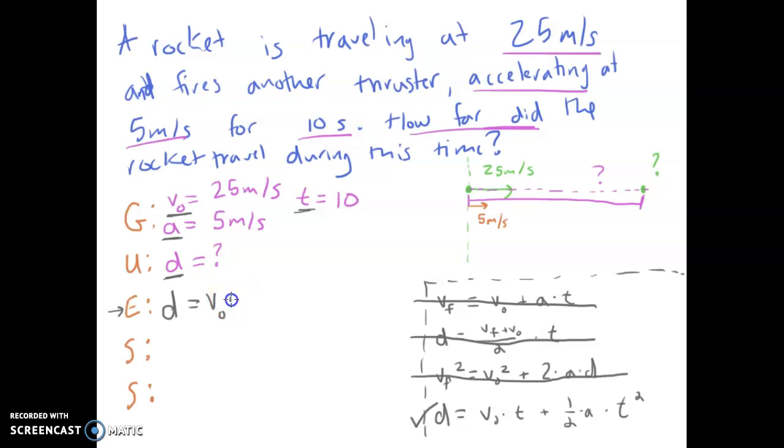Notice I didn't say that the unknown always had to be on the left side of the equation. It just has to be in there somewhere. If it's on the left side, then we don't have to do a lot of algebra, but it can work anywhere in the equation, and I'll show you an example of that next. So I've written the equation, and now I just substitute in.